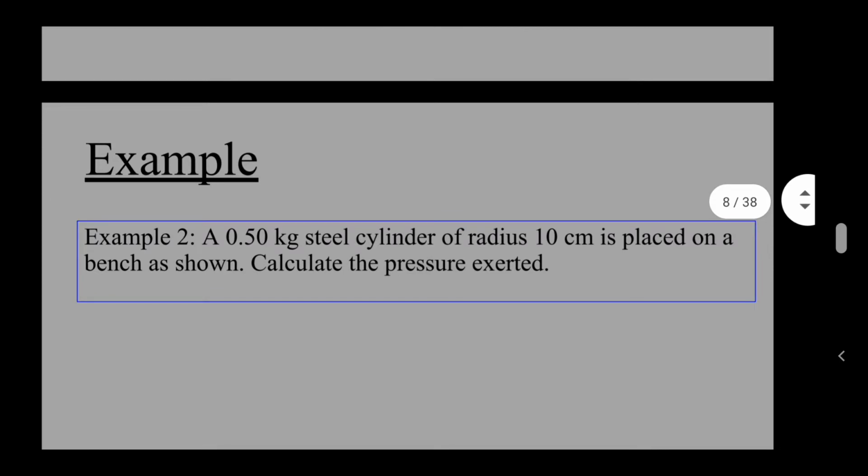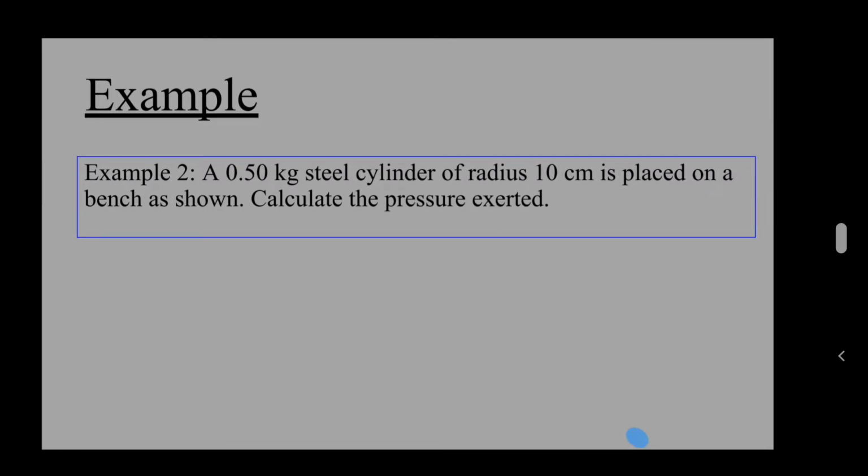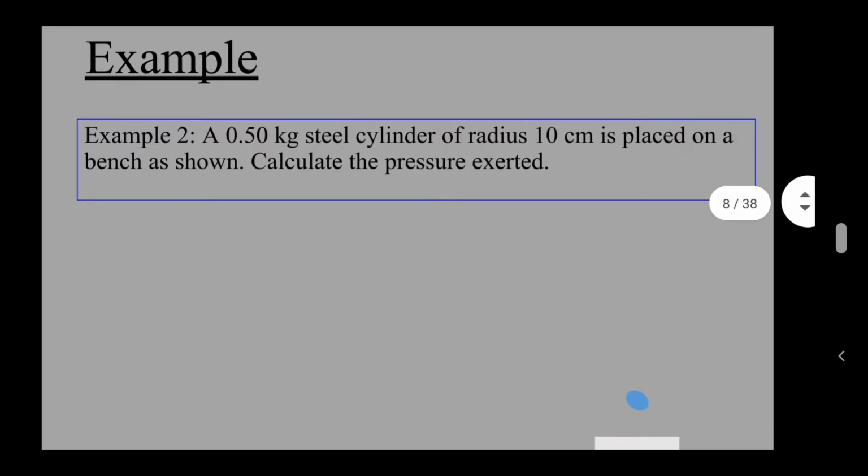Okay, so for example, this is the classic example where you'd have to do almost three full things. So it says a 0.5 kilogram steel cylinder of radius 10 centimeters is placed on a bench as shown.